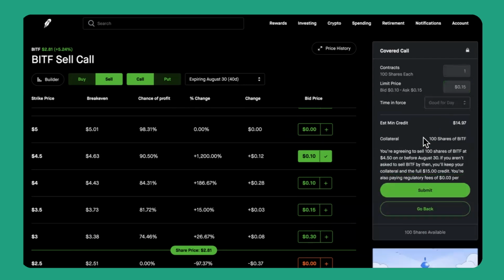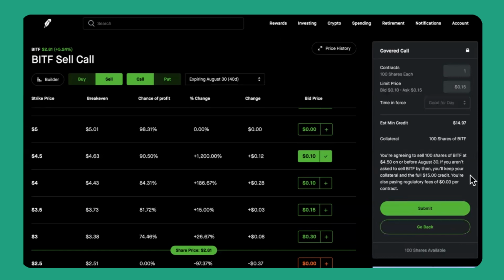But I'm going to review this order. As we can see here, you're agreeing to sell 100 shares of Bitfarms at $4.50. Now, mind you, these shares cost me $2.57, right? So that means that I am going to plan to sell it for almost $2 of profit. For 100 shares, that's close to $200 that I will be making if this contract falls in the money on August 30th. And that's not including the $15 credit that I'm making selling this covered call option, right?